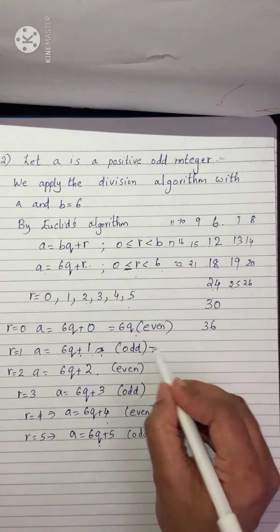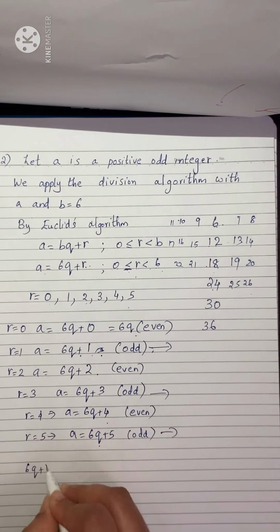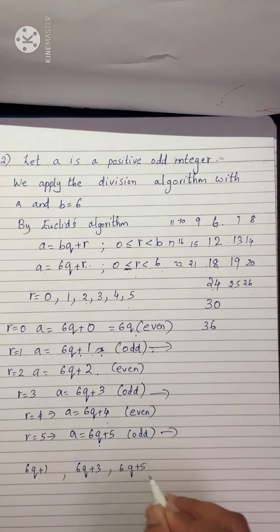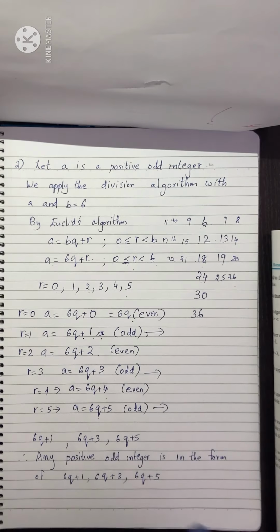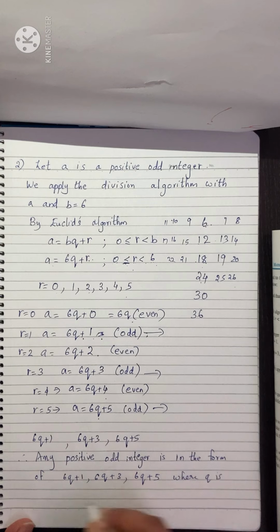Hence we can conclude that 6q plus 1, 6q plus 3, 6q plus 5, all these are positive odd integers where q is some integer. Therefore, we can write any positive odd integer is in the form of 6q plus 1, 6q plus 3, 6q plus 5, where q is some integer.